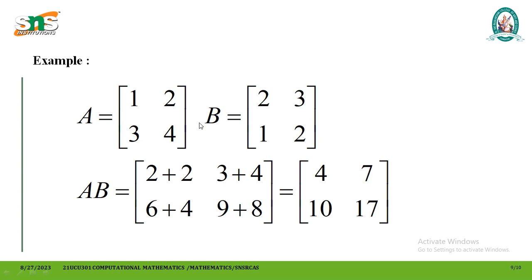In the same way we have to do it for the second row also. So for the second row I multiply the second row with the first column, that is 3 into 2 which is equal to 6 plus 4 into 1 which is equal to 4. Then multiply the second row with the second column, which implies 3 into 3 which is equal to 9 plus 4 into 2 which is equal to 8. So further simplification we get the resultant matrix, that is AB.